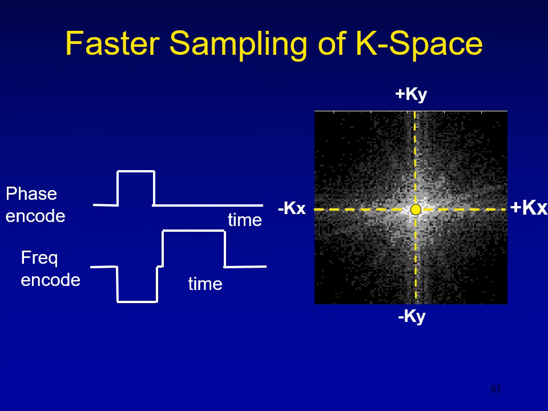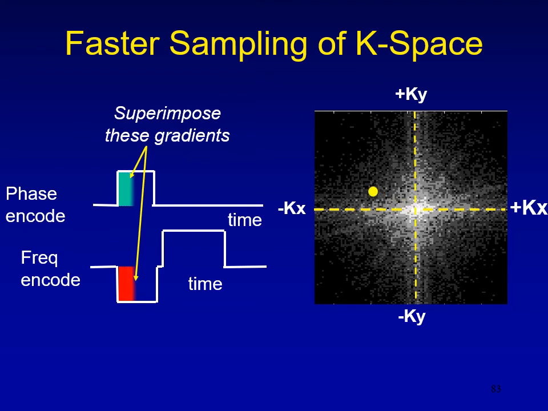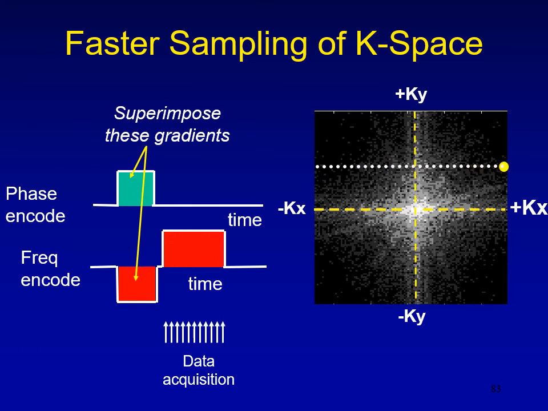To achieve faster sampling of k-space, the phase and frequency encoding gradients can be applied at the same time, and the trajectory through k-space will look different, as is illustrated here. We apply the gradients at the same time, superimposing them, first in a negative direction, and then in the positive direction. We will fill k-space in the following way. This allows shorter echo times and faster scanning.